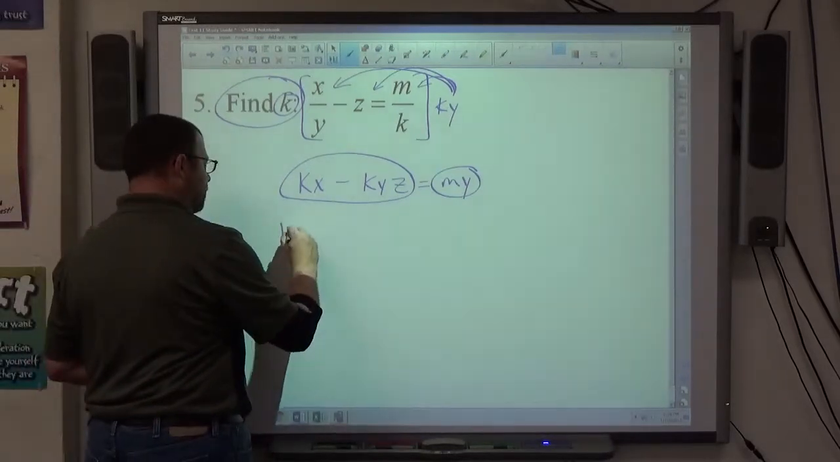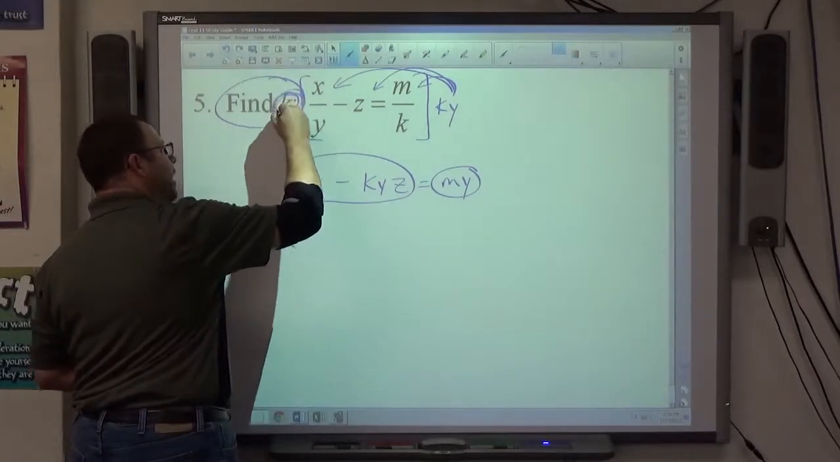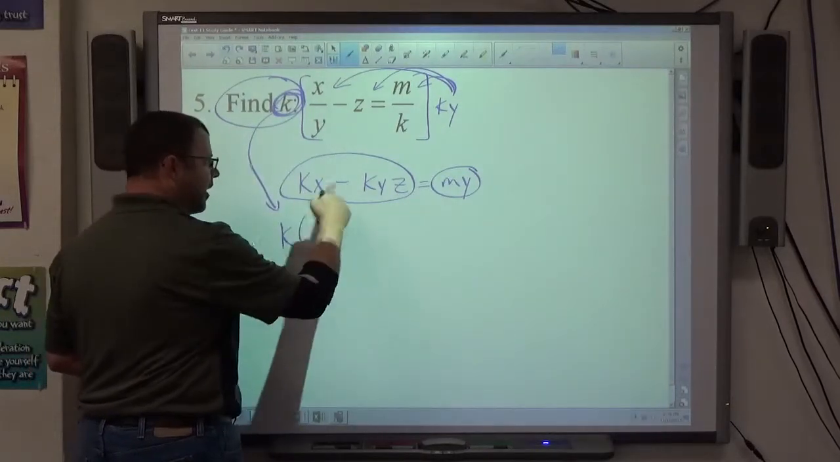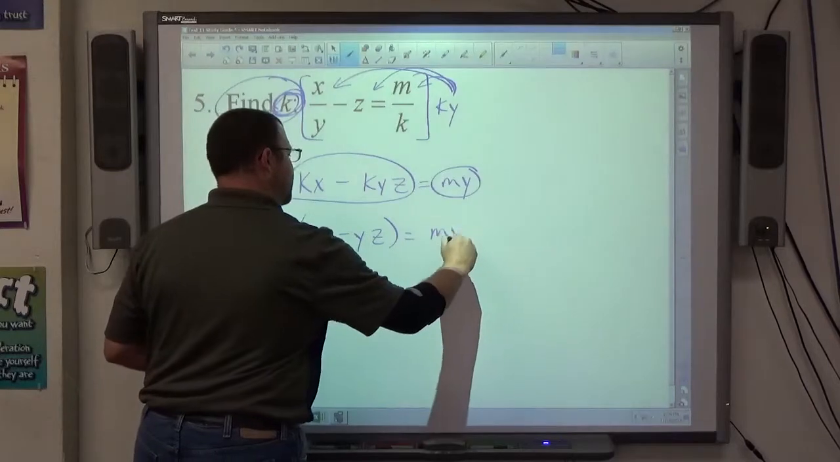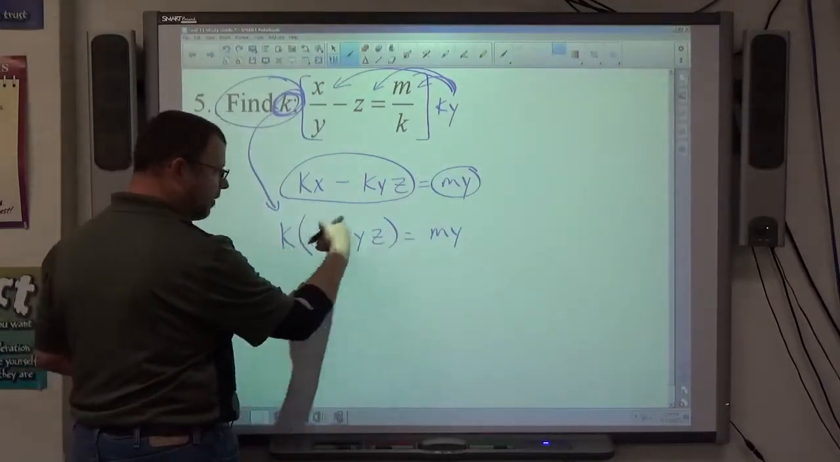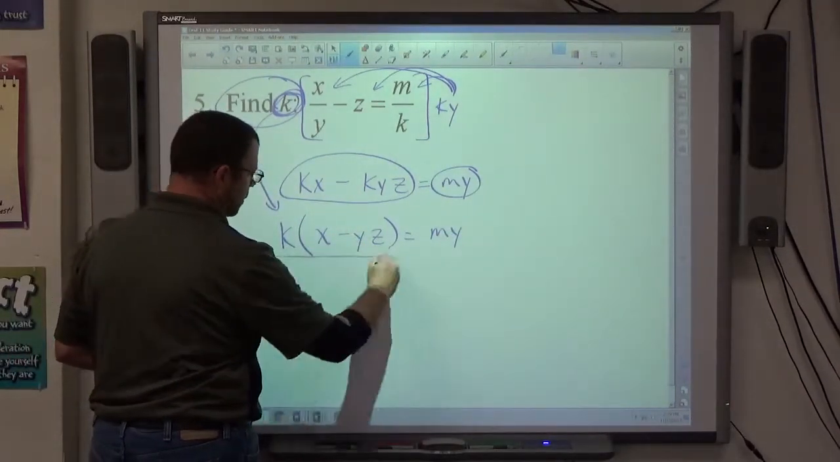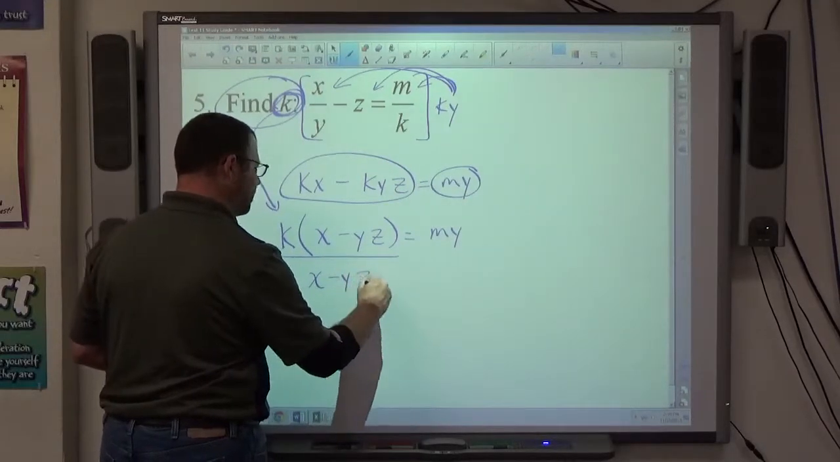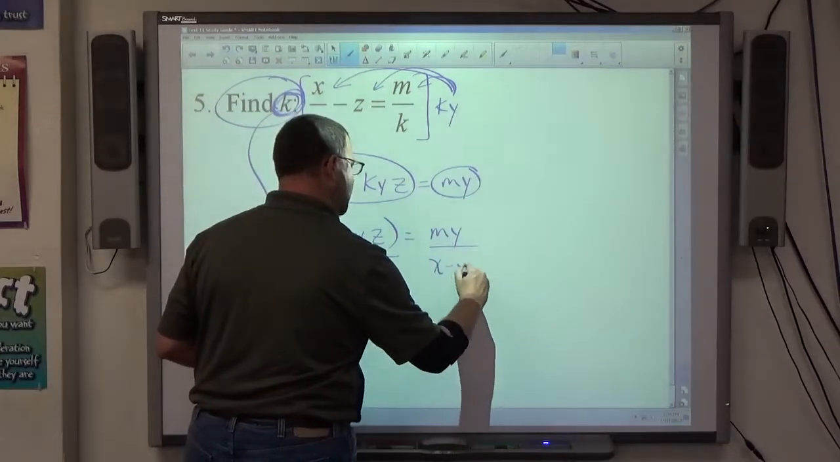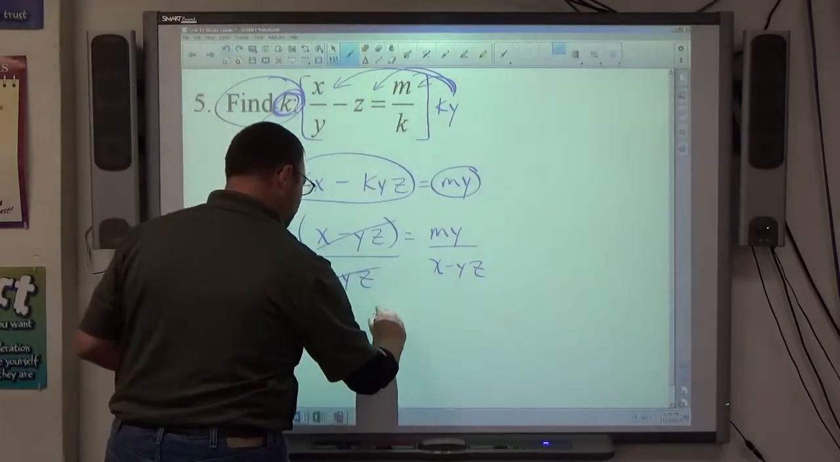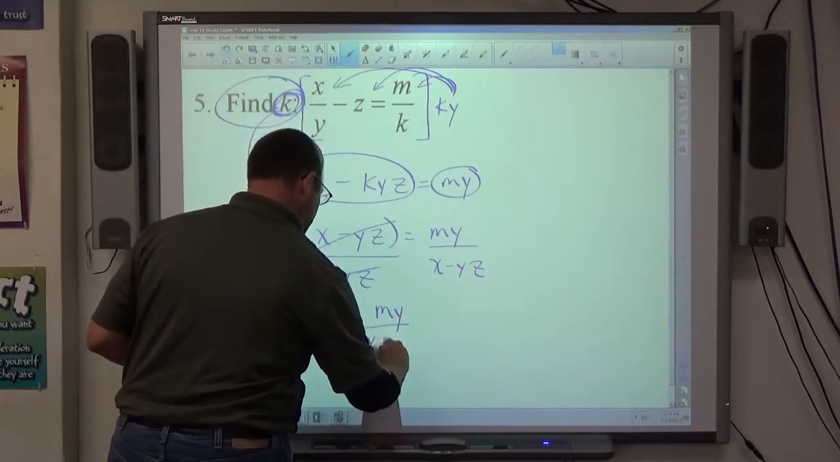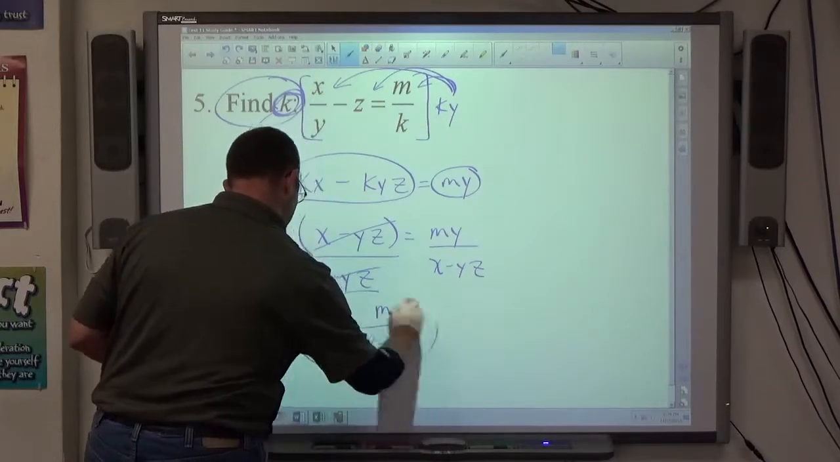Common factor of k comes out. Again, the common factor is always this guy. And then x minus yz is left over if I take k out. And just like the last problem, k times this. I don't want the times that part, so divide by x minus yz on this side, divide by x minus yz on that side. That cancels that, leaving k. And my over x minus yz is the end result.